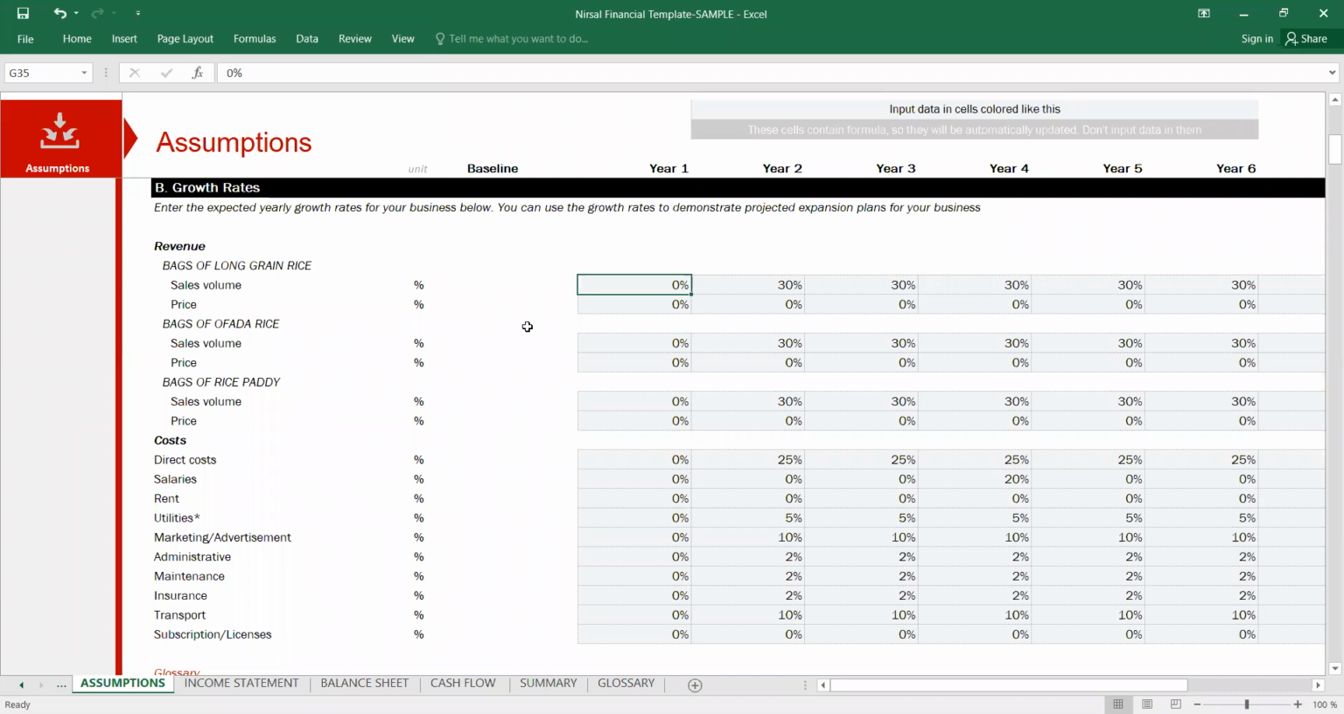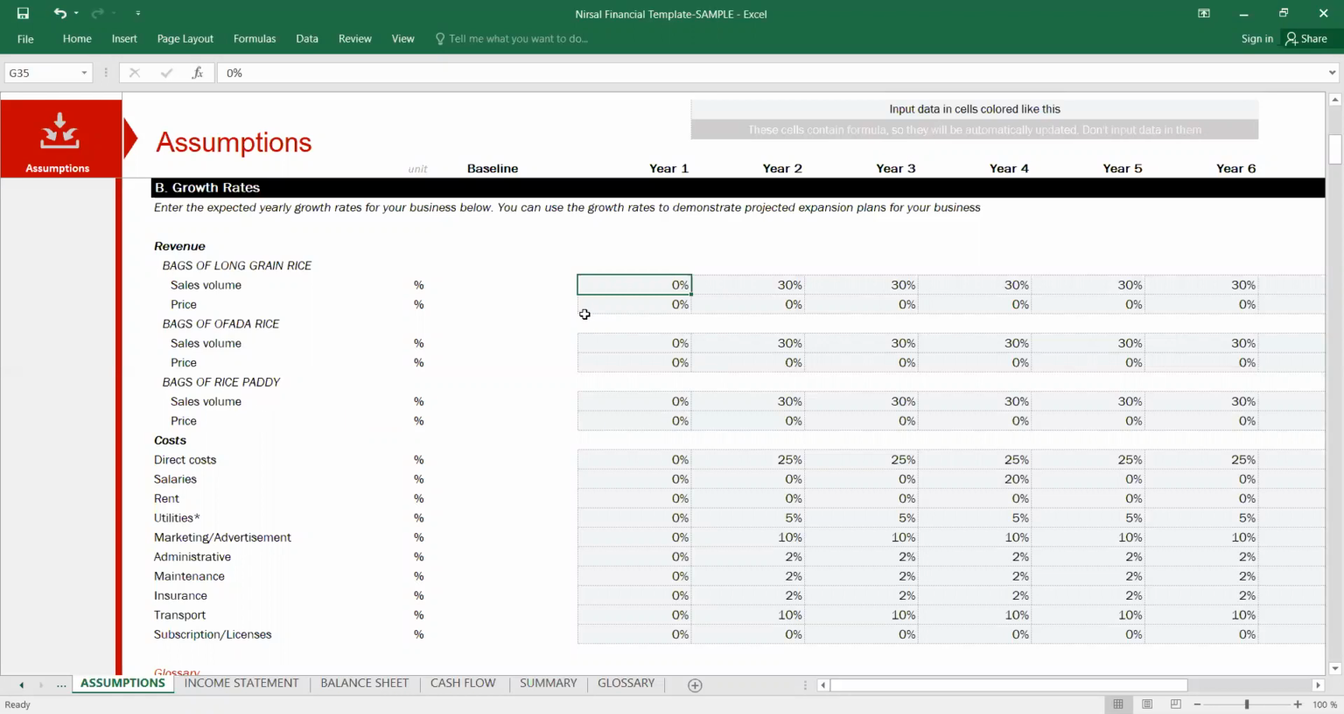What will be the impact of the loan in terms of percentage increase in sales volume? Let's say it will increase the sales by 50%. So you put 50% here. Now, will there be a price increase in the next one year? You put 0. Then for bags of other rice, what will be the percentage increase? Is it 50% or 10% or 20%? Put the percentage increase here that you are going to expect in the next one year. Then will there be an increase in price? If no, put 0. The same thing is applicable to rice paddy.